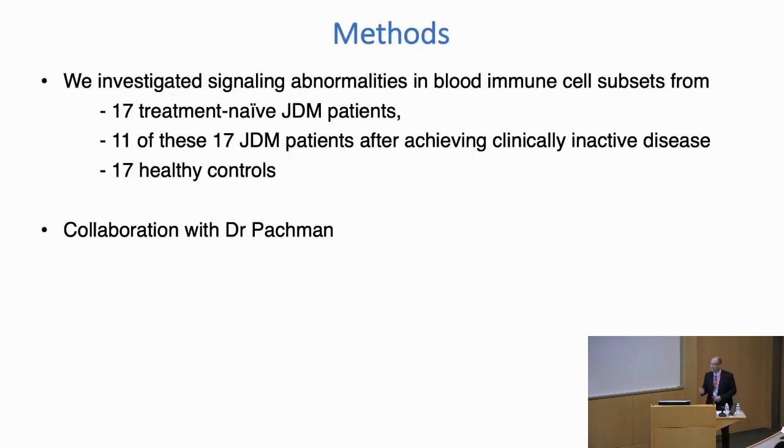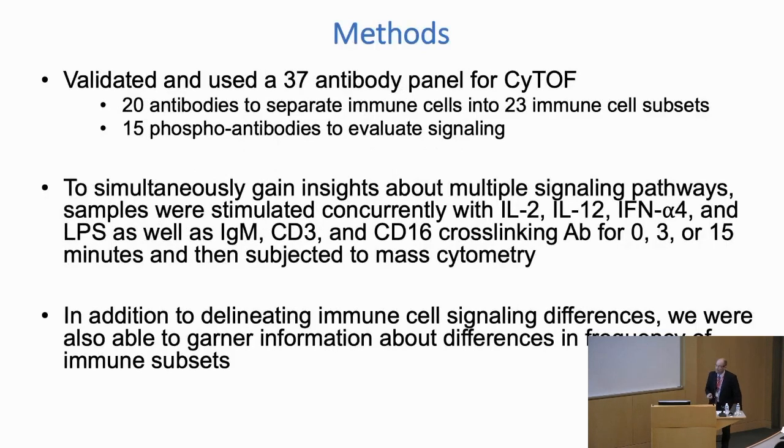And this work was done in collaboration with Dr. Pockman. And we validated and used a 37 antibody panel for CyTOF, including 20 antibodies to subset all the immune cells, and that allowed us to distinguish 23 immune cell subsets. And then we had 15 phosphoantibodies to evaluate signaling. And this allowed us to simultaneously gain insight into multiple signaling pathways.